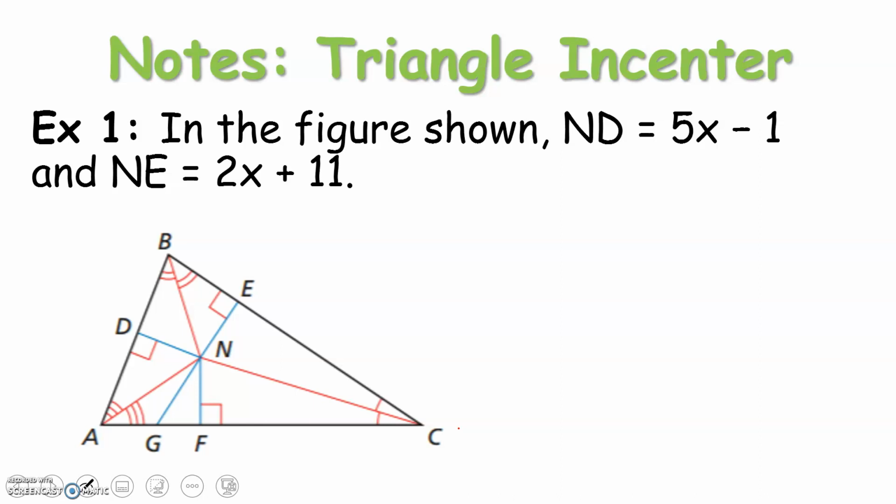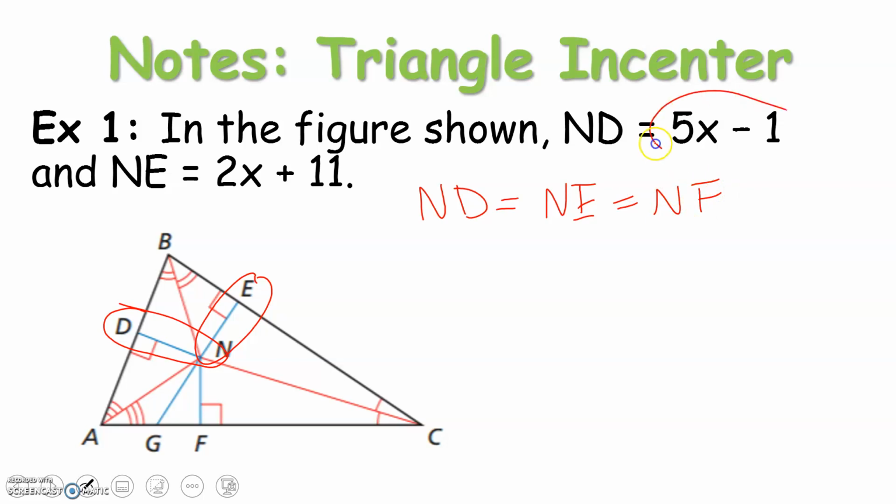In this figure, in D, this here is equal to 5x minus 1, and in E, that's this distance here, is equal to 2x plus 11. Now we know, according to our theorem, that in D, in E, and in F are all mathematically equivalent. Therefore, we know that our 5x minus 1 and our 2x plus 11 are mathematically equivalent.